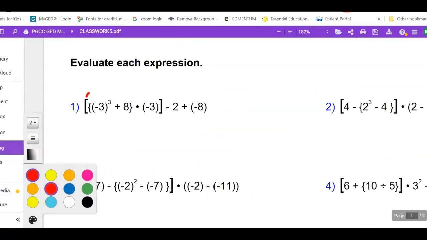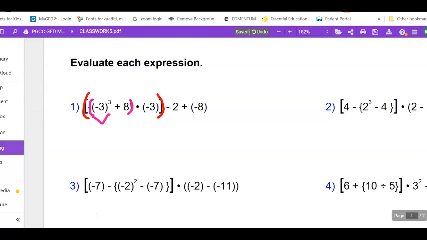Okay. Bracket. And I have here, which means I'm taking a look at here first. Negative 3 times negative 3 times negative 3. That will give you negative 27, right? Plus 8. Remember your integer rules, positive plus negative.